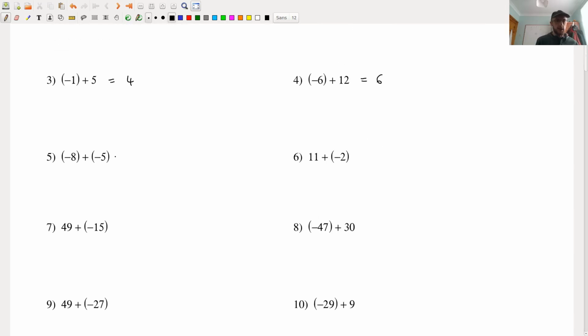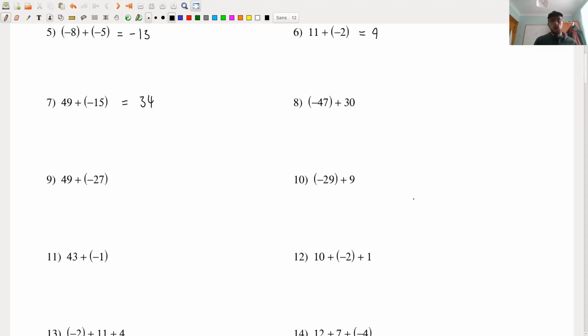Negative 8 add negative 5 is negative 13. 11 add negative 2 is 11 take 2, which is 9. 49 add negative 15 is 49 take 15, which is 34. Negative 47 add 30 is negative 17. 49 add negative 27 is 49 take 27, which is 22. Negative 29 add 9 is negative 20.